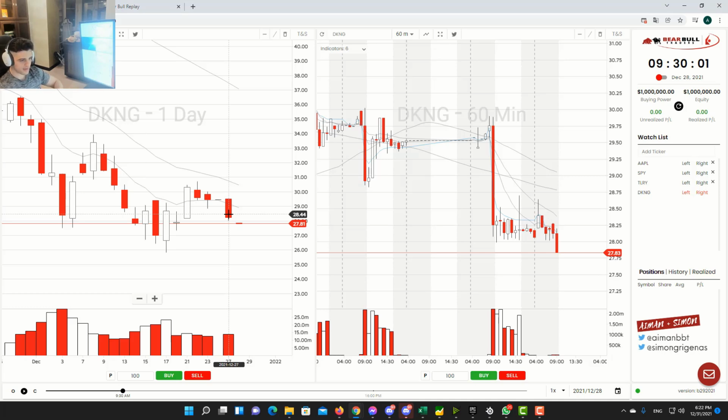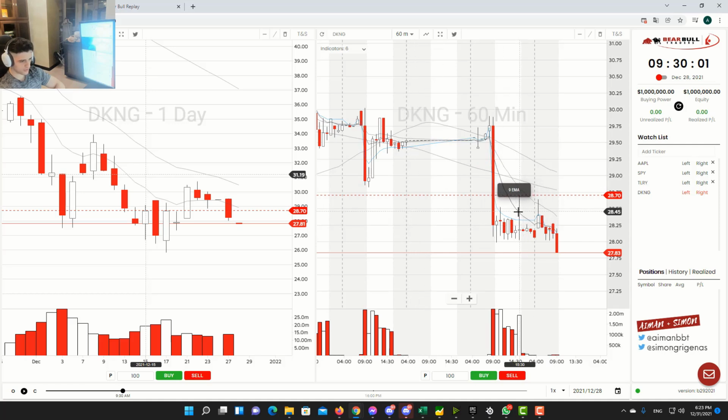So the only thing I need to do is to find a good entry or a good level to get into the trade. Looking at the 60-minute chart, I can identify two levels. The first level is up here at 28.70, and that is 2 days ago low or 3 days ago low. What's that? Yeah, that's basically previous day's high.